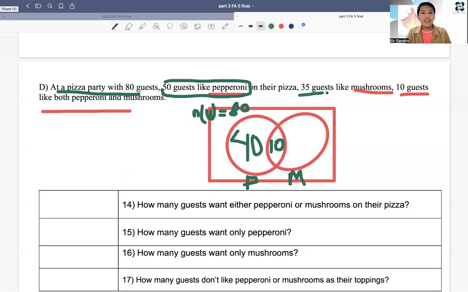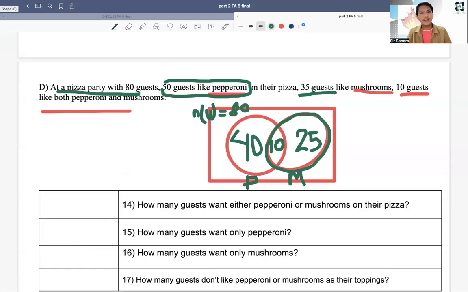And then 35 guests like mushroom. This is the entire mushroom, and that includes the 10 here in the intersection. So how many? We only have 25. That's correct. I have 25 because 25 plus 10 is 35.